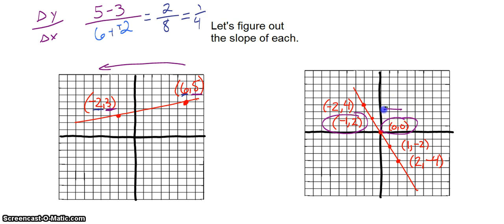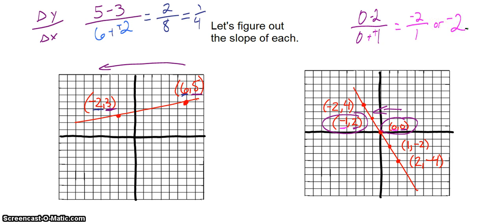So again, I'm just going to go to the left. So I'm going to identify my y's and identify my x's. And again, it's that change of y over change in x. So 0 minus 2 all over 0 minus negative 1. So 0 minus 2 is negative 2, and 0 minus negative 1 is 1. So we have a slope of negative 2 over 1, or negative 2.